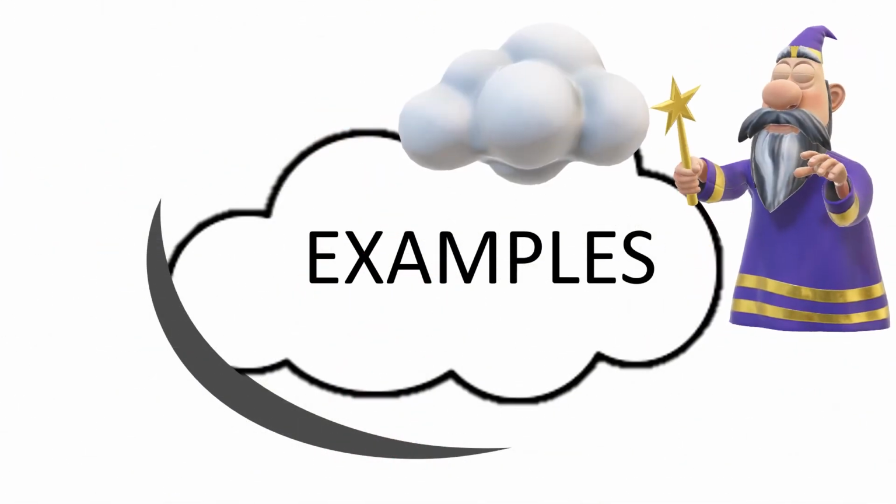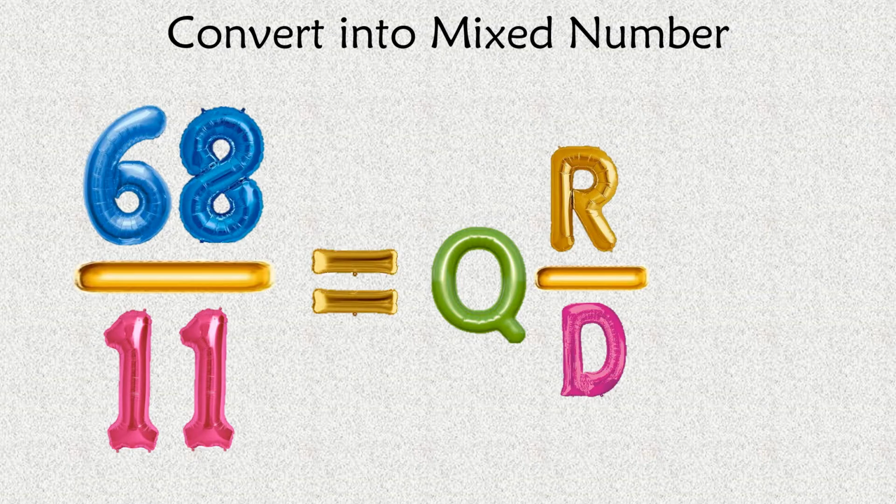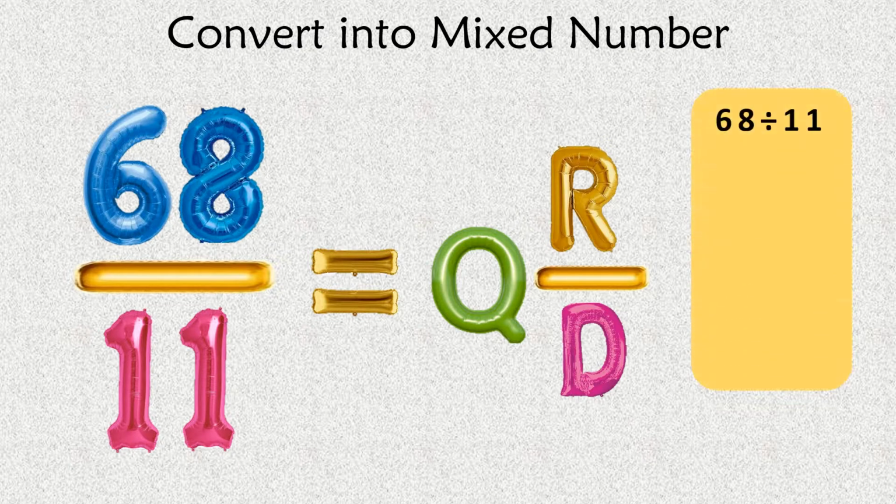Now let us solve some examples. Convert 68 upon 11 into mixed number. First we divide 68 by 11. How many times? 6 times, because 11 sixes are 66. So write 6 in quotient above the line and subtract 68 minus 66, we get 2 as remainder.